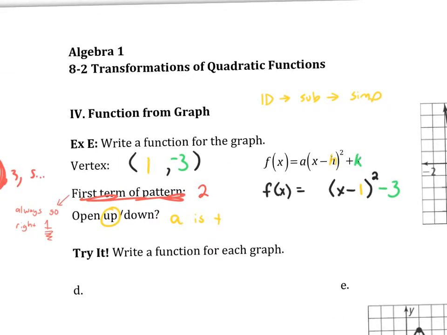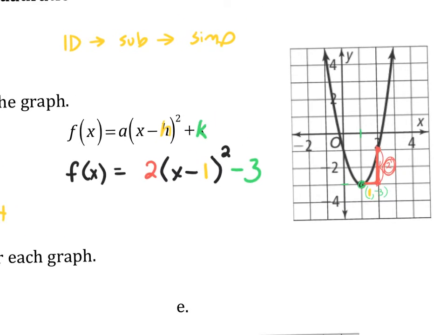And a is positive from before. So all I do is plug that in. A goes there. And I just double check, is there any double negatives to pay attention to or anything to simplify? Nothing to simplify, and I'm done.